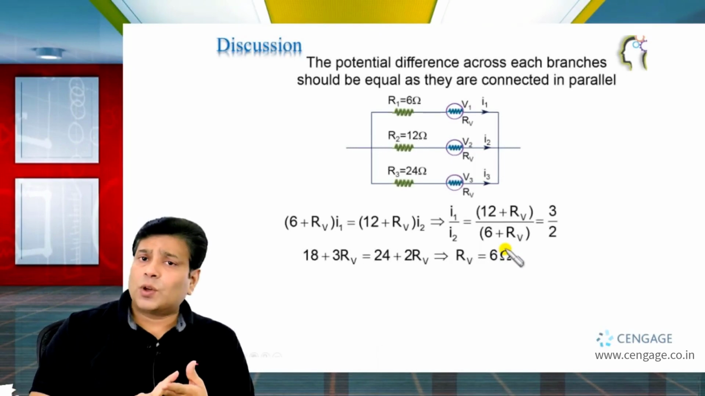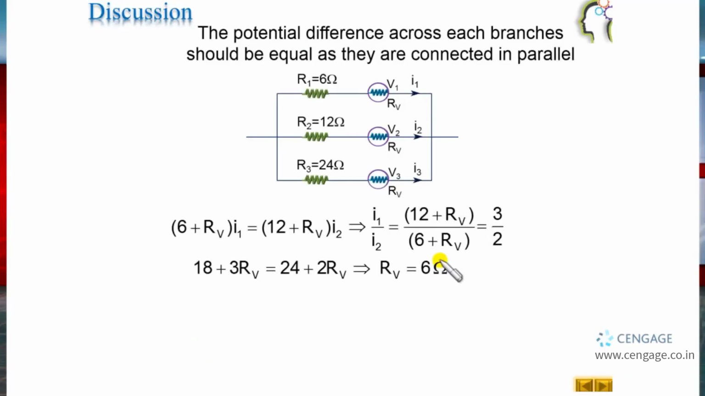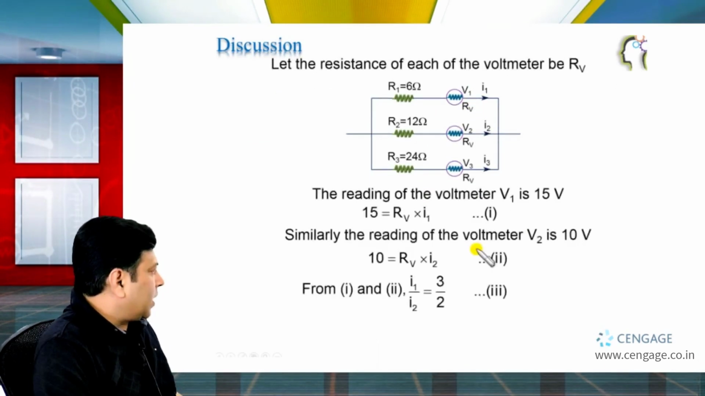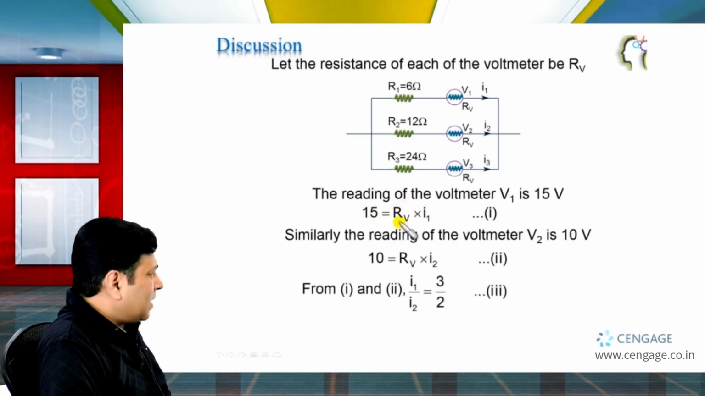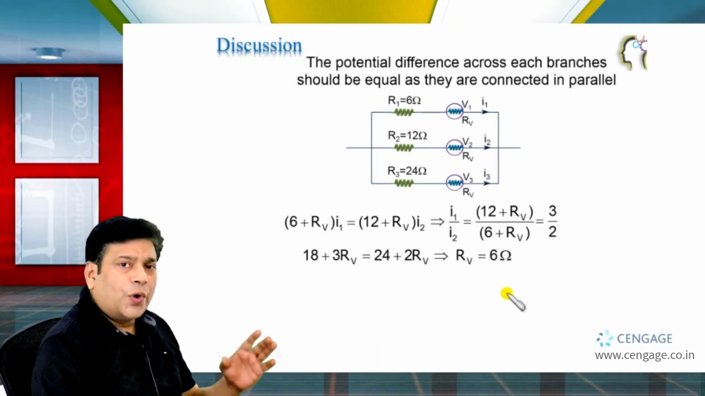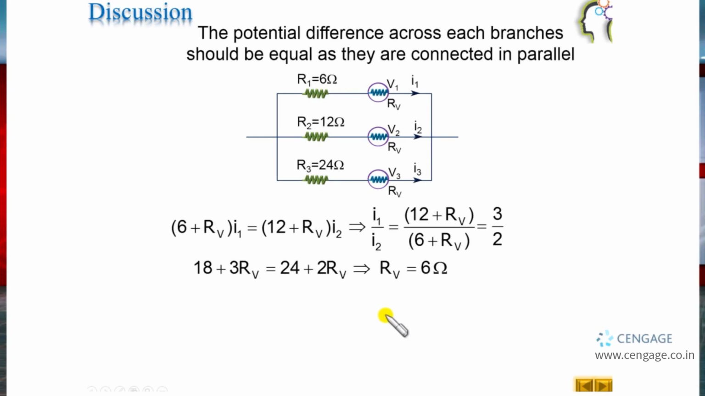We got the resistance of the voltmeter. Now we can find the value of I1, right? We have written the equation 15 equal to RV multiplied by I1, and RV is equal to 6. So I1 is equal to 15 divided by 6, which is equal to 5 divided by 2 ampere. So here we got the current flowing in the upper branch.